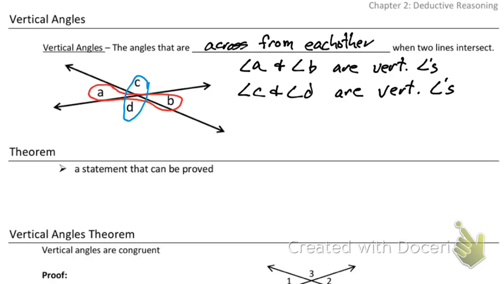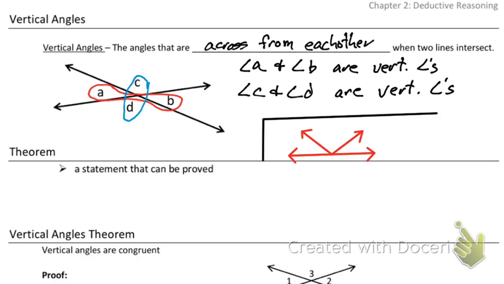All right, I'm going to put a non-example that I see people making mistakes on all the time. So this is going to be a non-example. We'll talk about why it is. So these will look kind of like vertical angles, but they are not vertical angles.